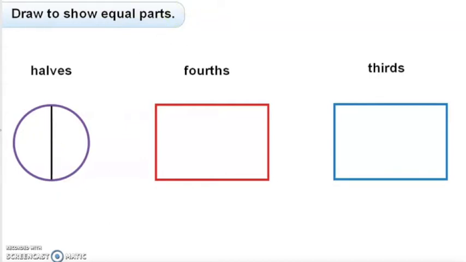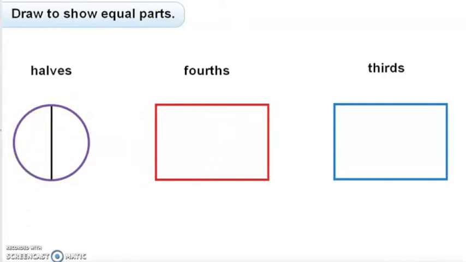Okay, and you could do it either way. You could draw a line going straight down. You can also draw a line going right across. That would also show halves. Okay, but to show halves, we can just use one line just going straight down to make 2 equal pieces.